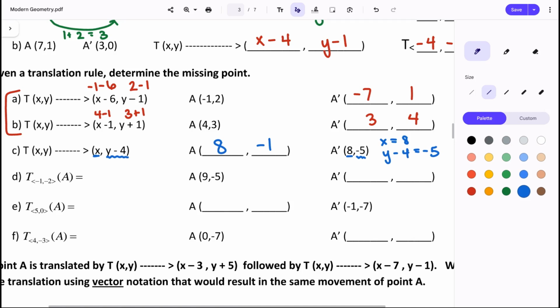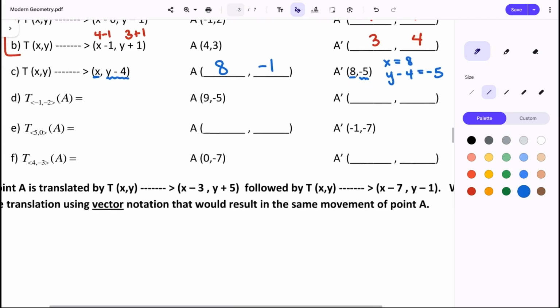Okay, now switching down to D, E, and F, they're not giving you the coordinate rule anymore. They're giving it to you in vector notation. But we handle these the same way. With the vector notation, you're still going to add or subtract your numbers. Just look at that vector to figure out whether you add or subtract. So for this first one, your vector is negative 1 and negative 2. So both of these numbers that you start with, you're going to have to subtract. You're going to take 9 minus 1 here, and you're going to take negative 5 minus 2. Not a double negative there.